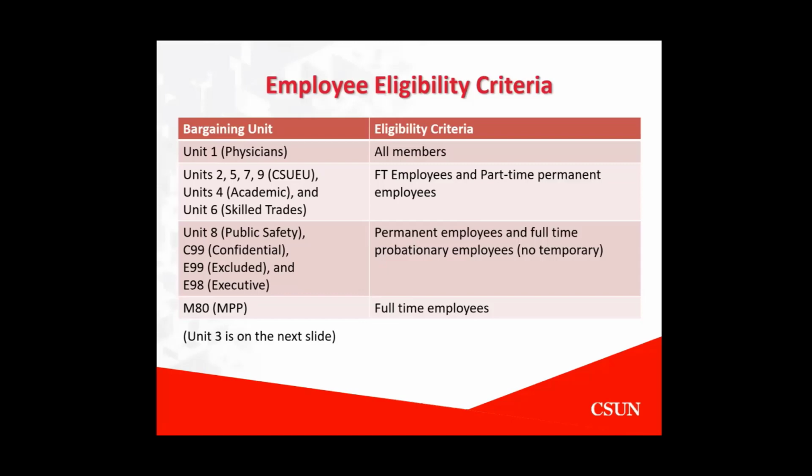For Units 2, 5, 7, 9, CSU, Units 4, academic, and Unit 6, skilled trades, full-time and part-time permanent employees are eligible. For Units 8, public safety, C99, confidential, E99, excluded, and E98, executive, permanent employees, and full-time probationary employees, no temporary, are eligible. For M80, which is MPP, all full-time employees are eligible.